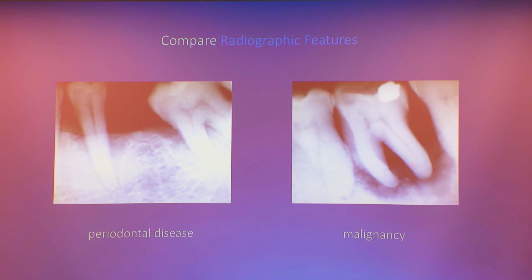It's only this one tooth that is affected. Periodontal disease rarely affects just one tooth. So those are the clues that this is a malignancy. It turned out to be a squamous cell carcinoma, originating in the soft tissue and invading the bone.